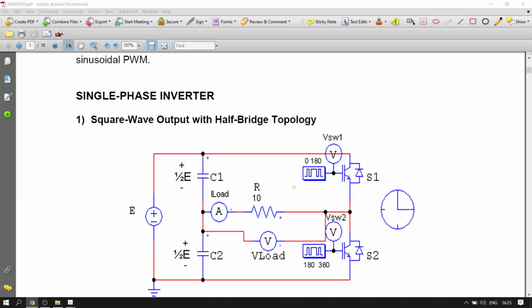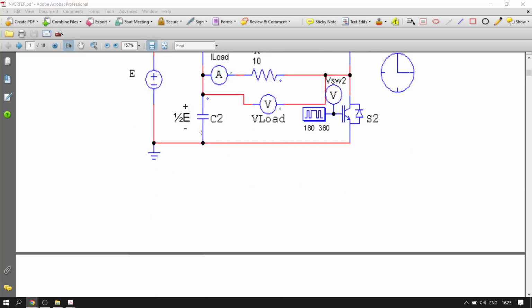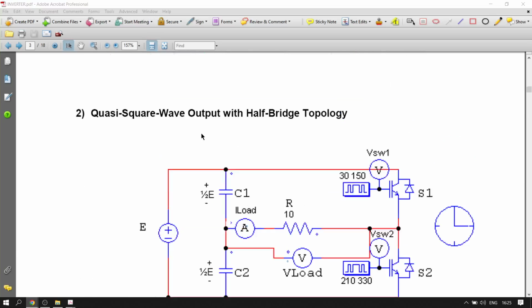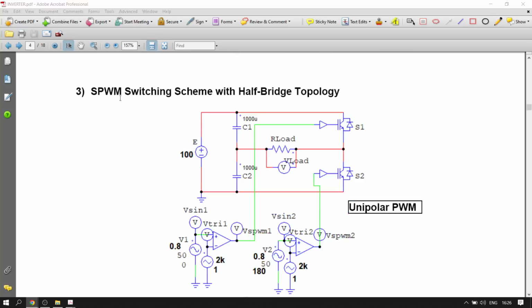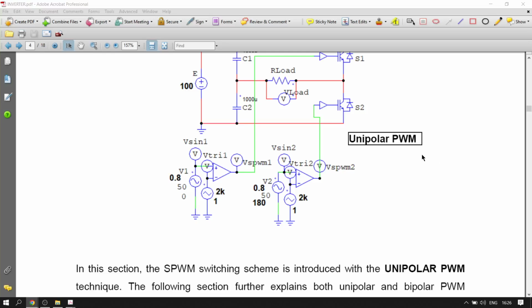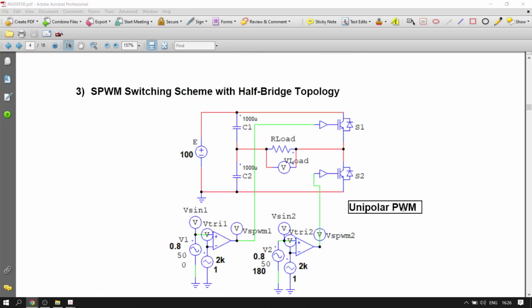So we have the single phase inverter with square wave output. With the same circuit, we can have a square wave output and a quasi square waveform. And finally, we also have this PWM switching scheme, the SPWM, sinusoidal PWM waveform. There are two types of PWM. The first one is unipolar and the other one is bipolar. You need to differentiate between unipolar PWM and bipolar PWM in terms of how to generate the signals to both switches here.